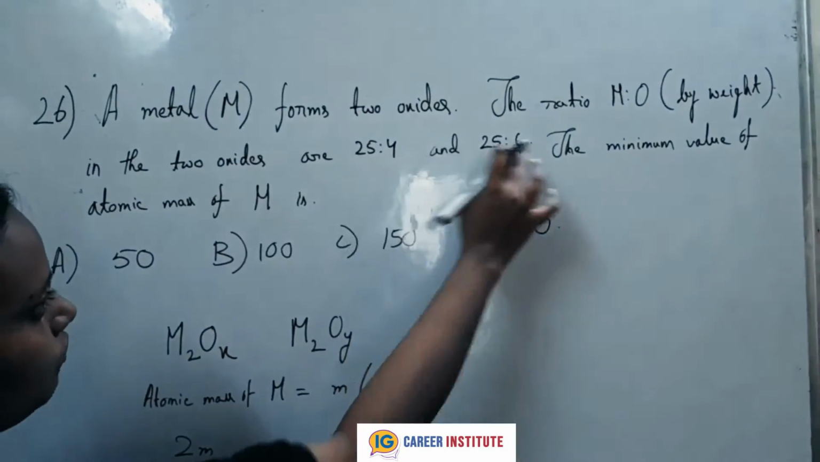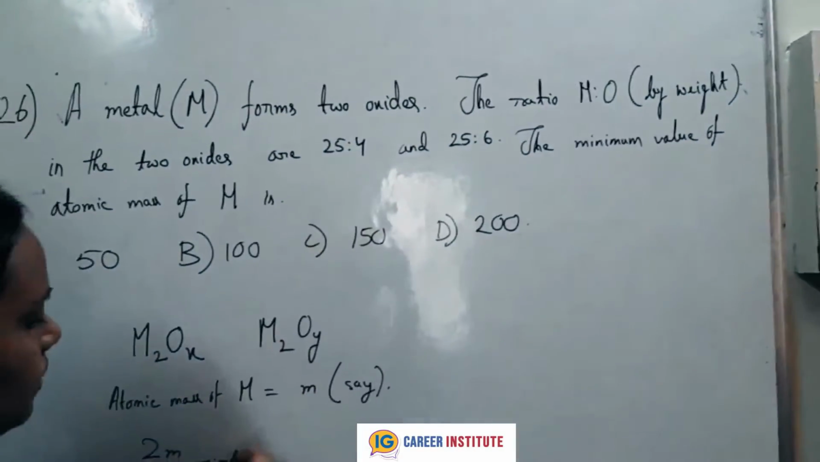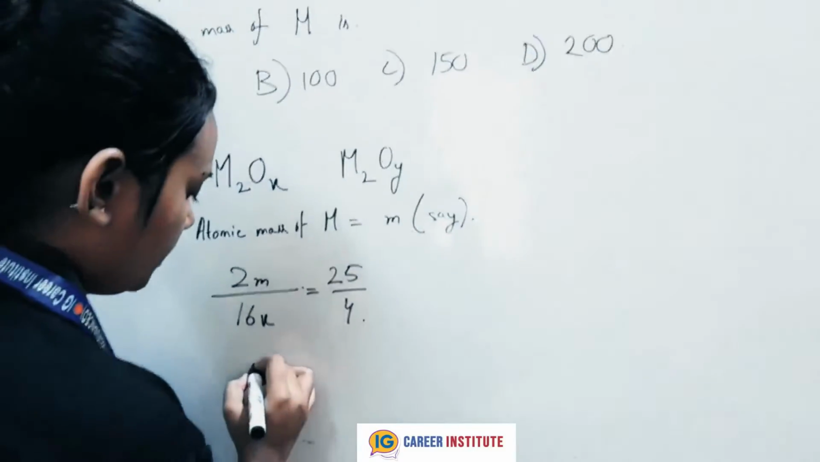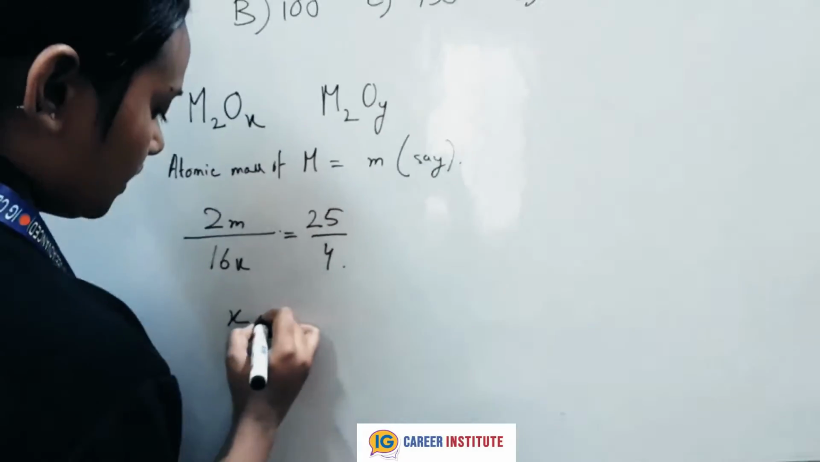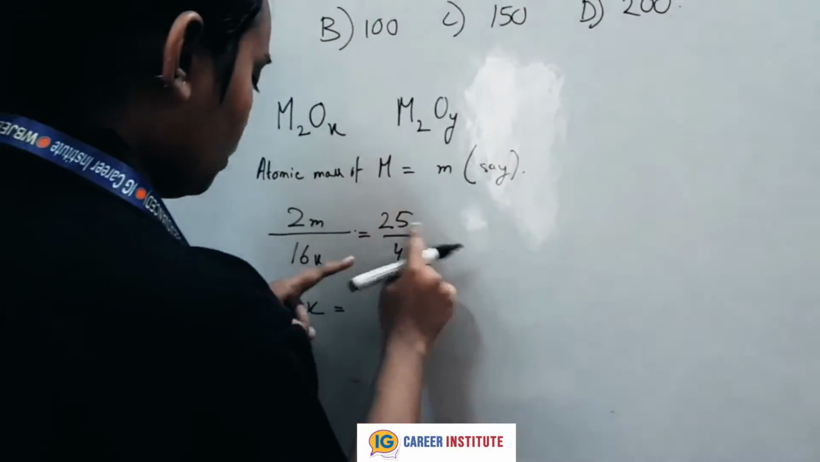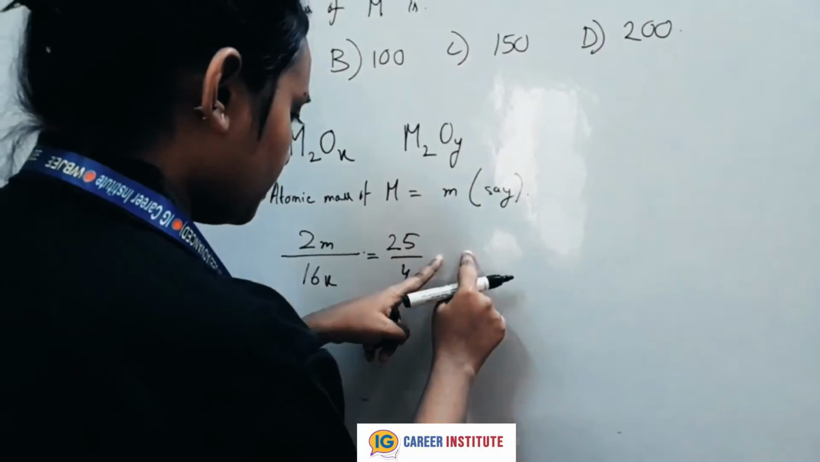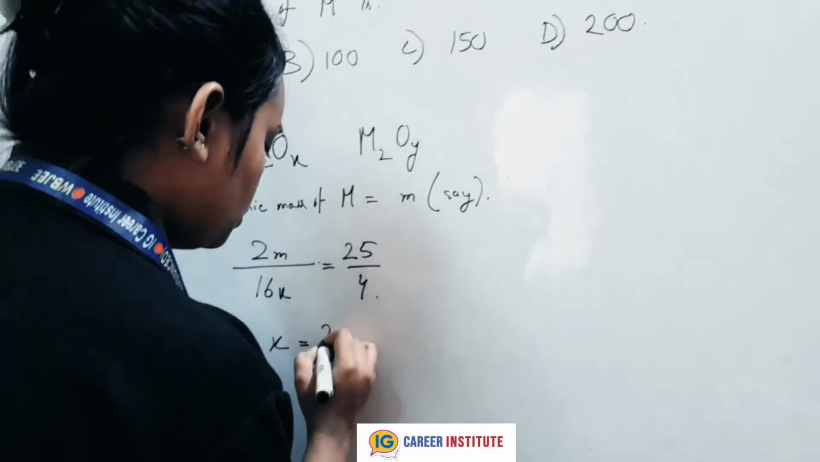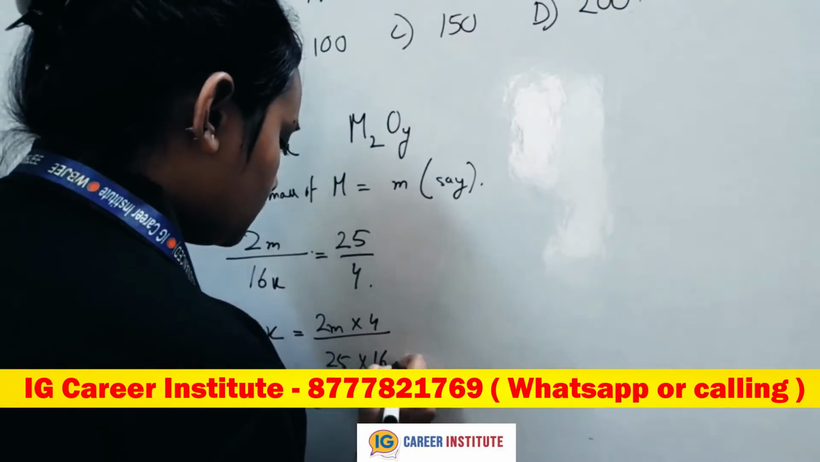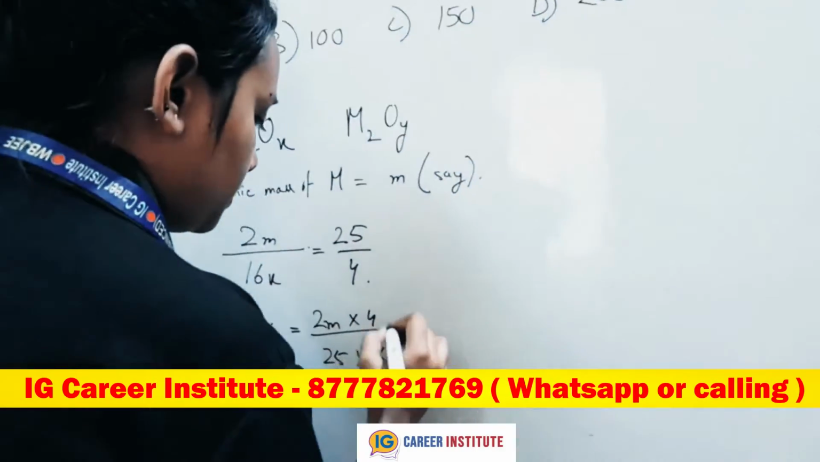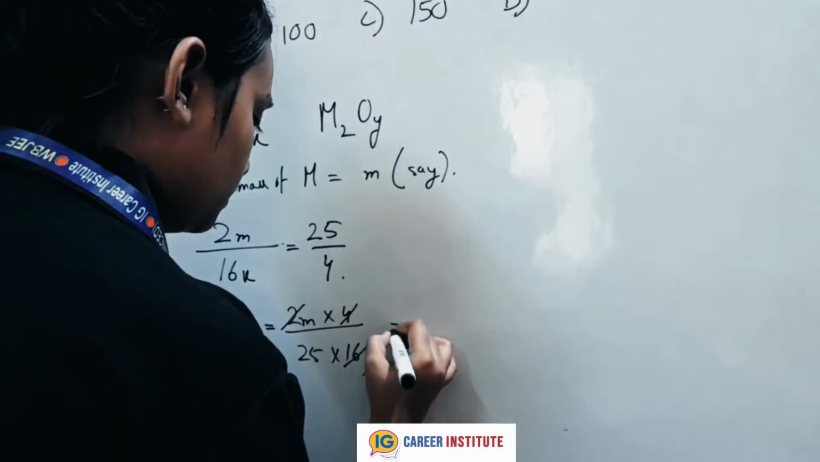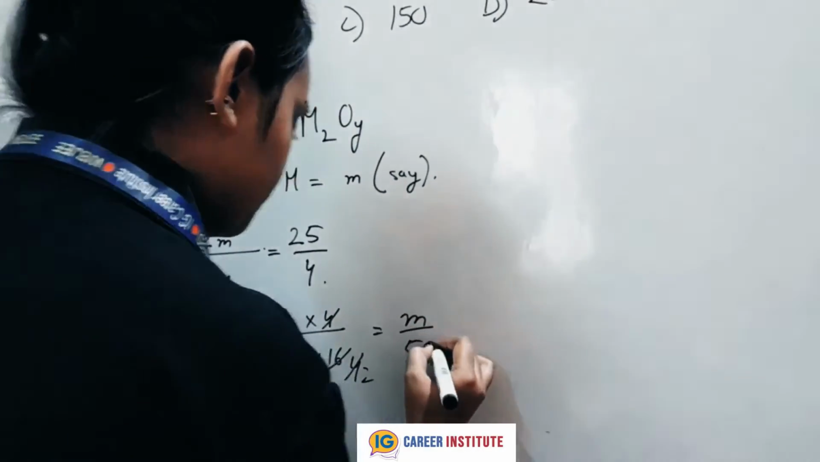So this is the ratio of M:O. The first ratio is given as 25/4. So if I rearrange, if I cross multiply, then 16x will come up here, right? And 2m into 4 by 25 into 16. So this will come out as 4. This 2 will cancel out and this will come out as m/50.